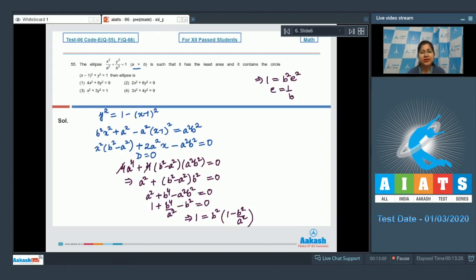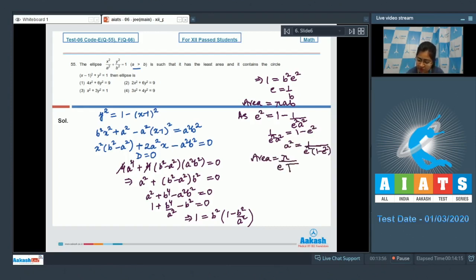Now we need the least area. Now the area is πab. So let's firstly find the value of a. Now as we know, e² = 1 − b²/a², that is 1/(e²a²), right? That is 1/(e²a²) = 1 − e². So a² = 1/(e²(1 − e²)), right? So the area is equal to π/(e² √(1 − e²)) times b, that is 1/e. So this is e².